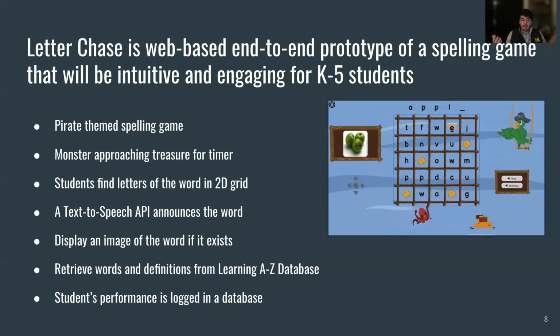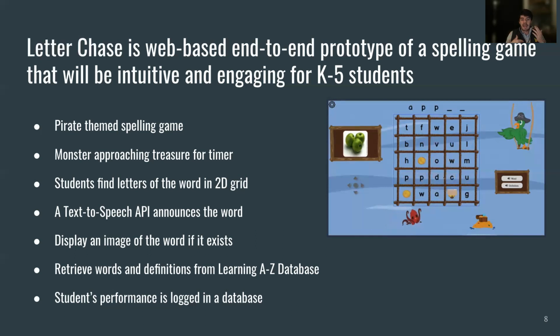In order to announce the word, we used a text-to-speech API. We also used this API to announce a definition if they chose to do so by clicking on the buttons on the screen. Additionally, if that picture of the word did exist and there was an image file path listed within the row of the database, we were able to display that image on the screen.